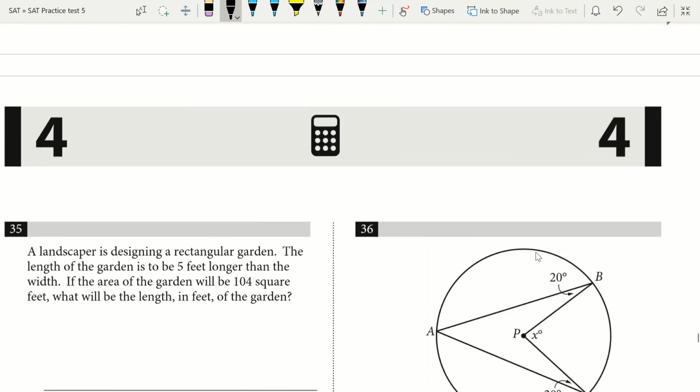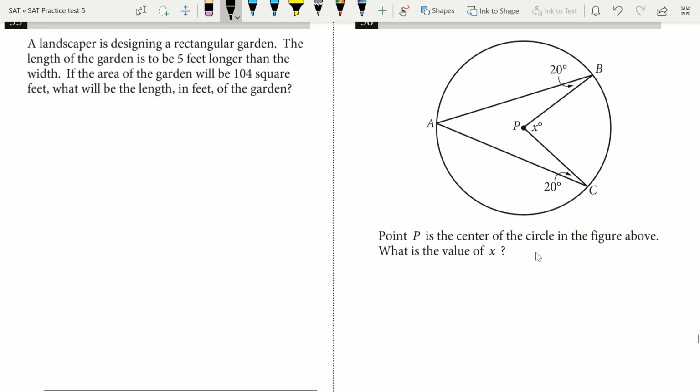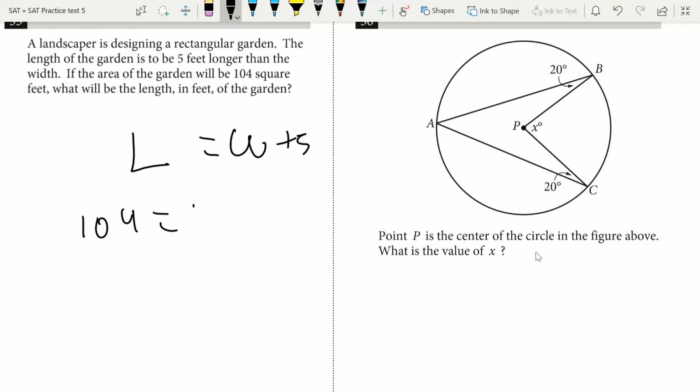All right, 35. A landscaper is designing a rectangular garden. The length of the garden is to be, all right, my length, that's a bad L. Let me put an L like this then. The length is to be 5 feet longer than the width, right? So my length is going to be my width plus 5. If the area of the garden will be 104 square feet, that's going to be my area, which is going to be L times W. What will be the length in feet of the garden? All right, so I've got to solve for L here.